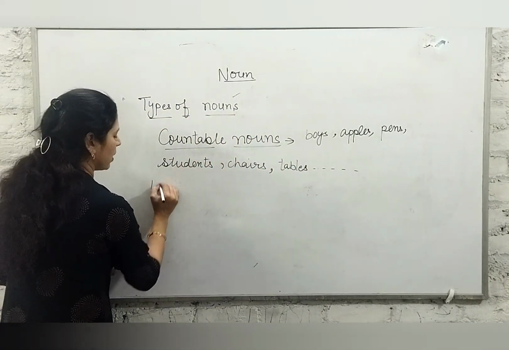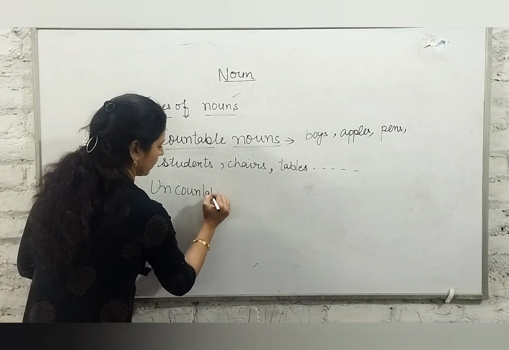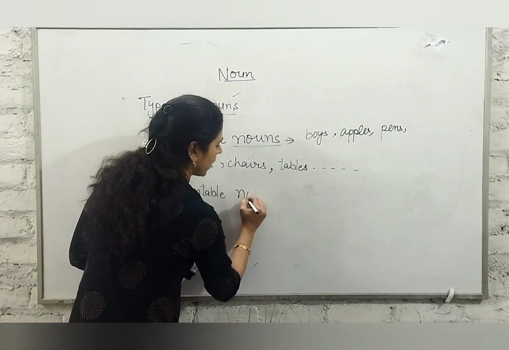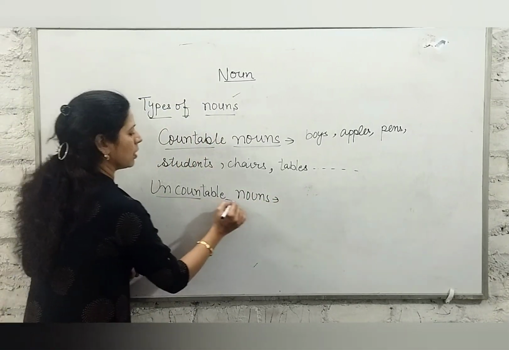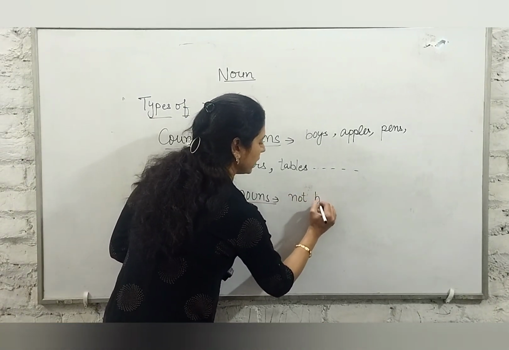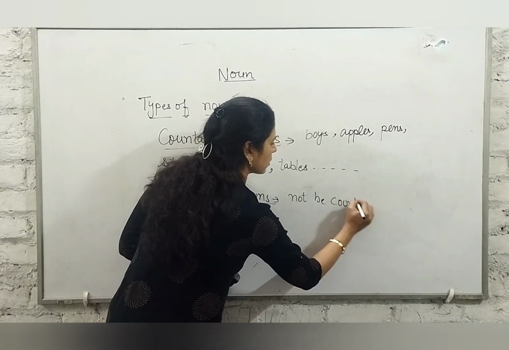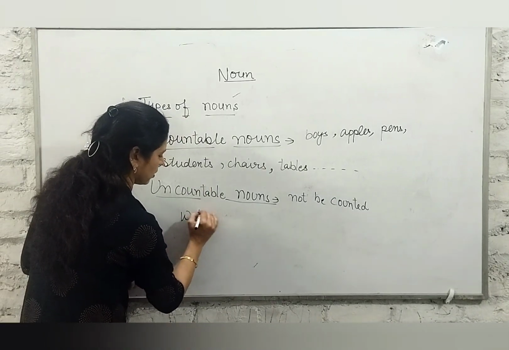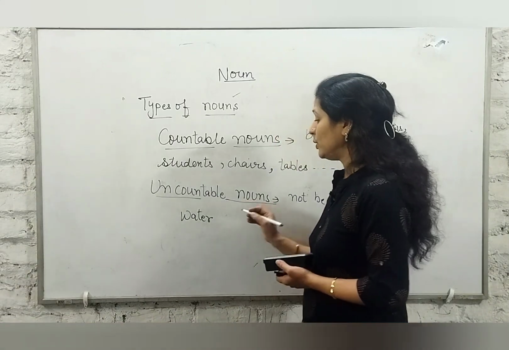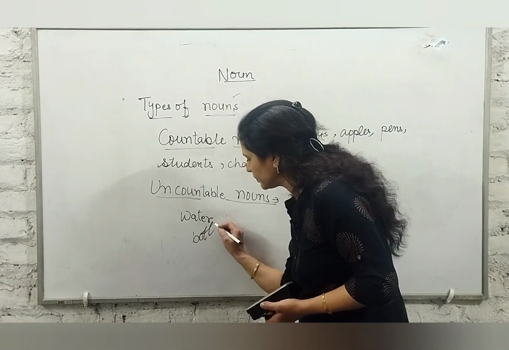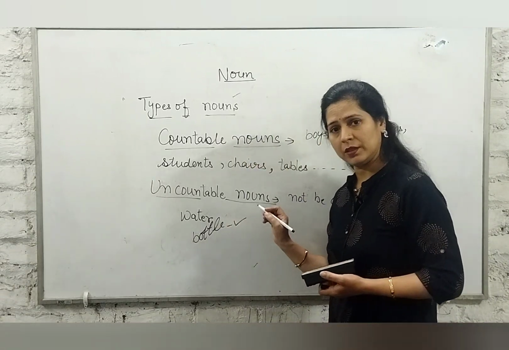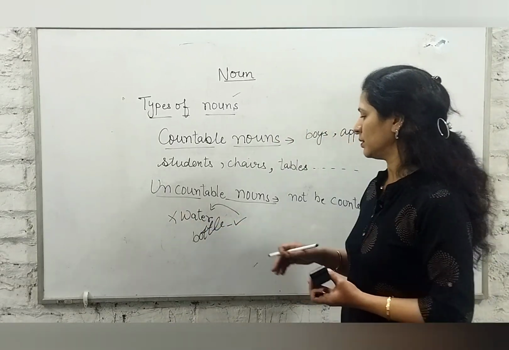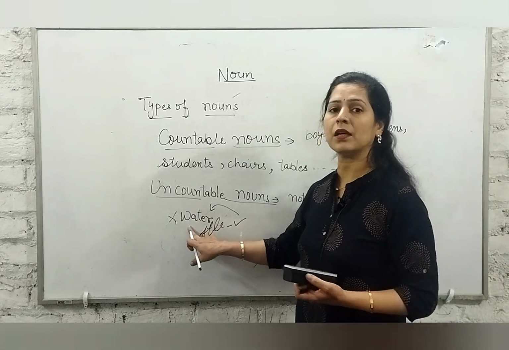When I talk about uncountable, see, uncountable is the opposite of countable. As the name suggests, uncountable means that cannot be counted. Now, what are the things that cannot be counted? Can you count water? No. You can count the bottle. Bottle can be counted, but water cannot be counted. So basically bottle is countable noun and water is uncountable noun.